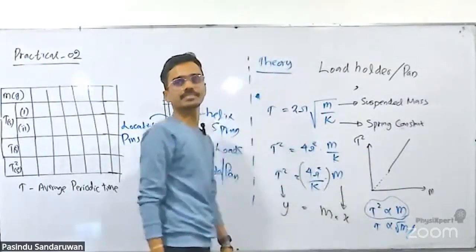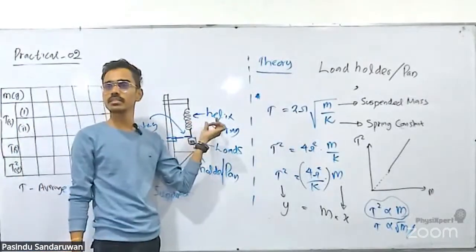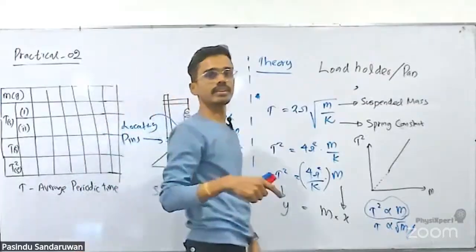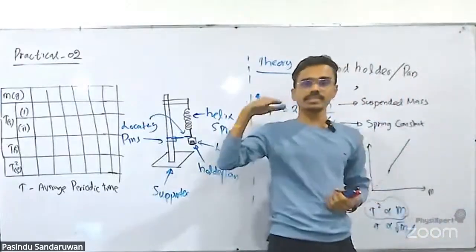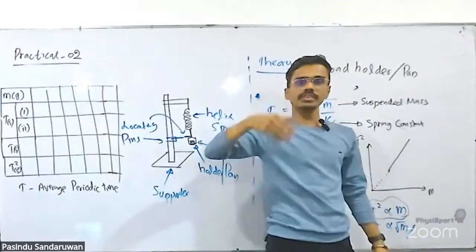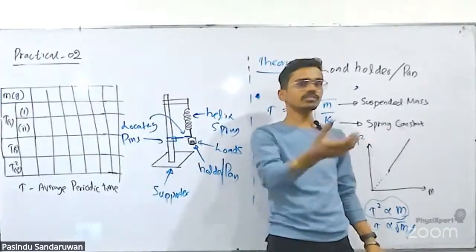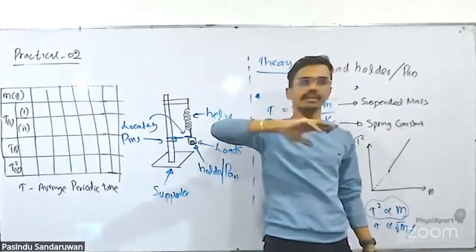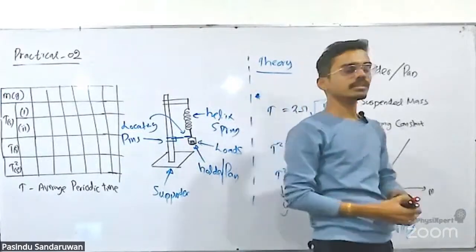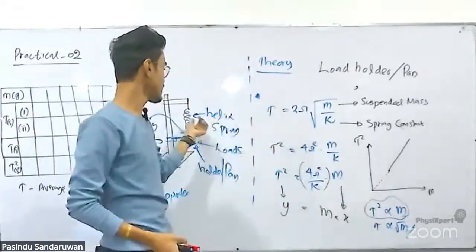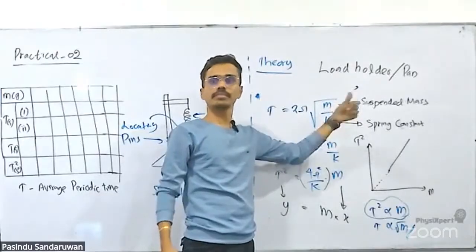Light springs. Light springs, right? We don't consider the mass of a spring. That is why this period remains the same, even though the orientation of the spring changes. It doesn't matter whether it's vertical, horizontal, or inclined, whatever it is. The period remains the same, because the weight of the spring is not impacting this equation, only the mass. So that doesn't matter.